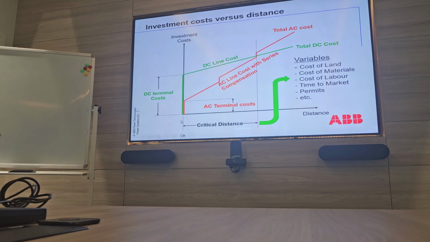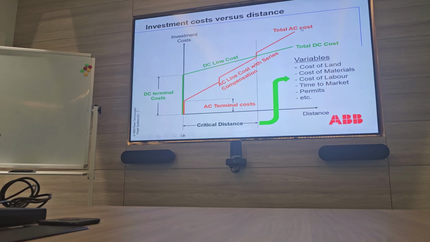The disadvantage is that DC terminal cost is more, like the station, more equipment: valves, reactors, transformers, so many equipment. But AC terminal cost is less because of the absence of valves and other equipment. But for a long run, if you see the line cost with the series combination and the losses, up to the critical distance the AC transmission is working. After this, the DC total cost is less compared to AC.